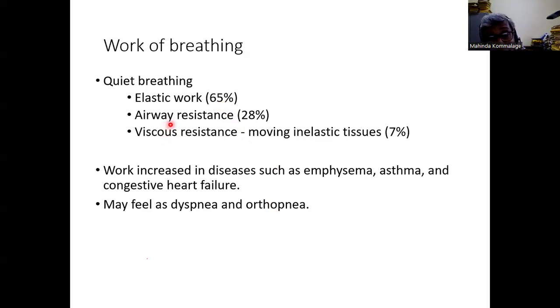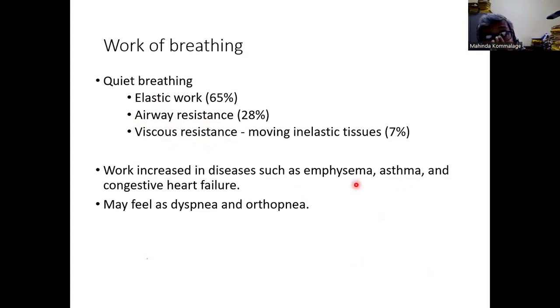Then airway resistance, as I mentioned earlier: air should go all the way to the alveoli, and there is some sort of resistance along the way. To overcome the airway resistance, we need to spend energy. Then there is some other small amount: we need to move some inelastic tissue, and that is the work of breathing. Due to some conditions, this work of breathing will increase. For example, in asthma, airway resistance increases, right? So we need to put in extra effort.